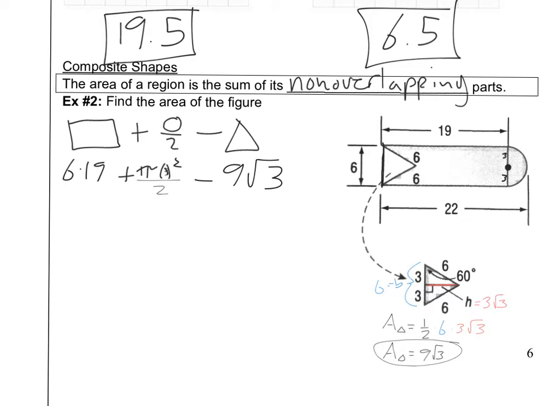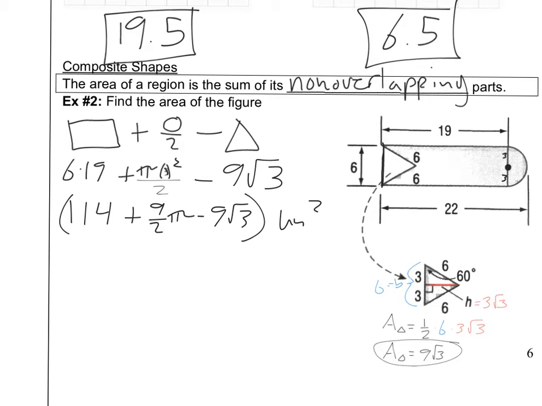Okay, let's just kind of simplify this out. 3 squared is 9, so I'm just going to write this as 9 over 2 pi minus 9 rad 3. Now, believe it or not, this is actually an answer. This is an answer in exact form. So I would just write units squared or u squared, however you want to write it.